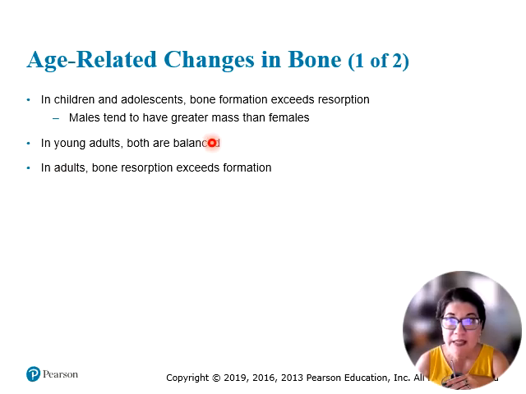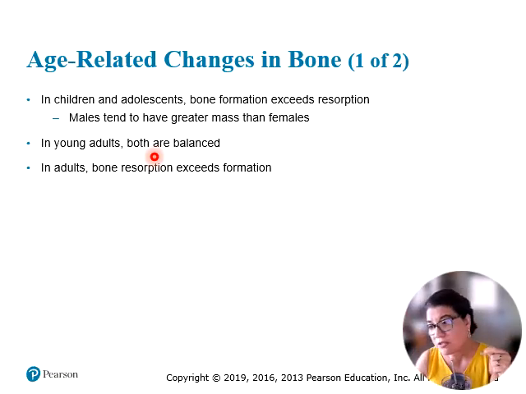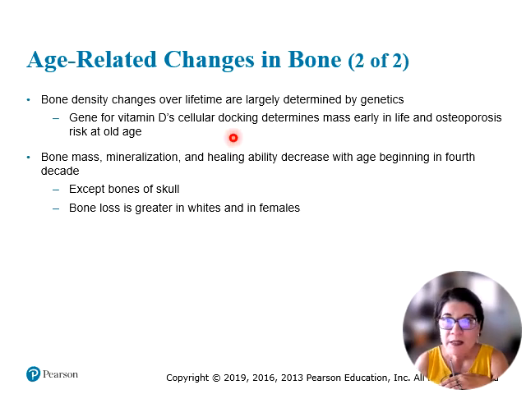Okay. In children and adolescents, you are making more bone than you are resorbing. Your osteoblasts are busier than your osteoclasts, males more than females. In young adults they're balanced, and then as adults you're doing more bone resorption, and eventually that maxes out in women and leads to osteoporosis. Bone density is affected by genetics. There's a gene for vitamin D, so even if you eat all the vitamin D in the world, your genetics might be outplaying you.